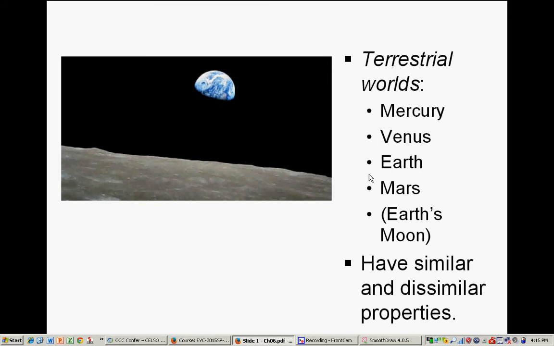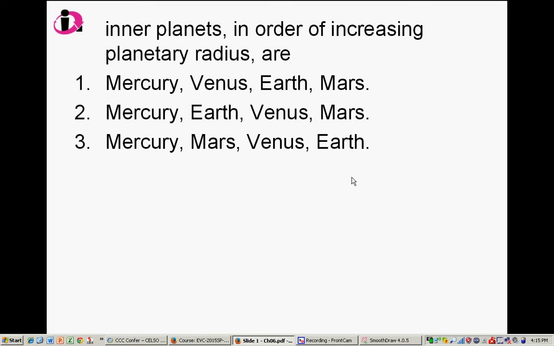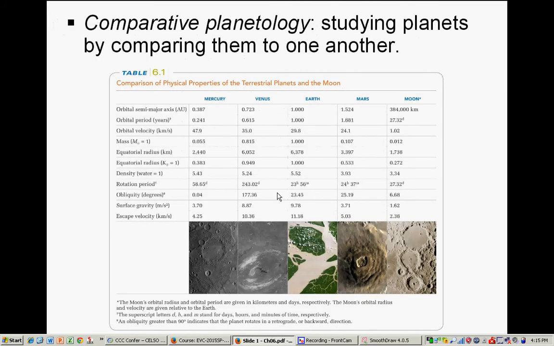Here the words Mercury, Venus, Earth, Mars, they are all terrestrial objects. And a typical question: inner planets in order of increasing planetary range, so you should get that. This table here gives nice information, and I would like to call your attention to the density.